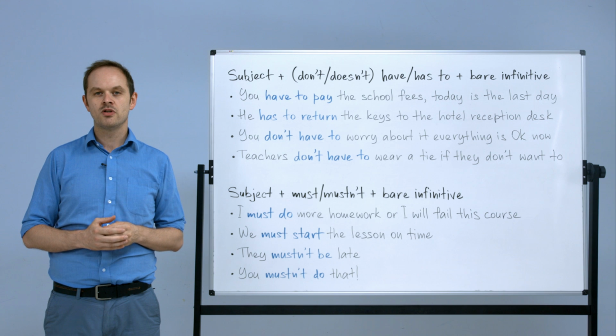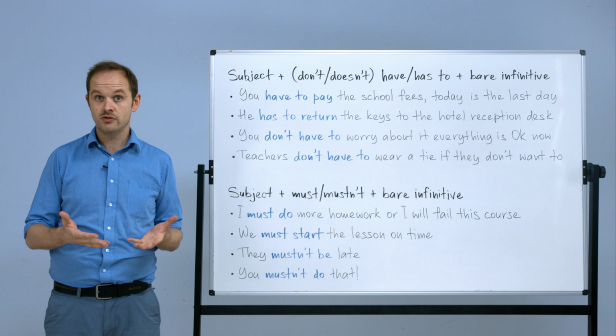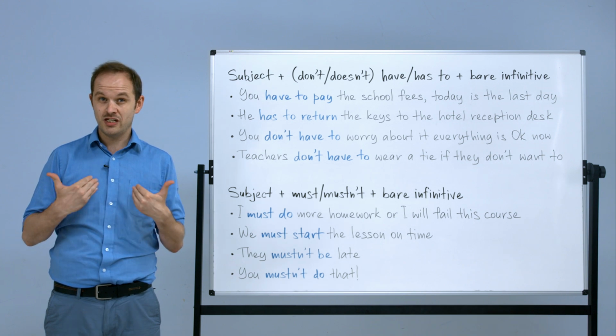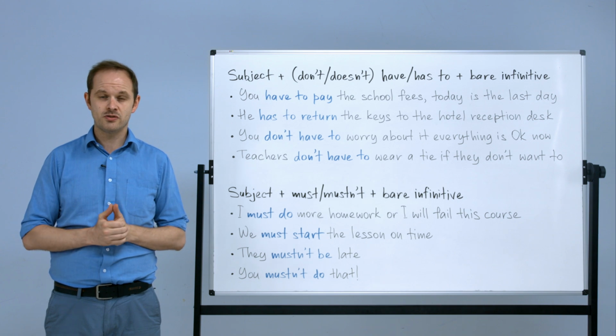In today's lesson, we're going to look at a grammar point that will help you to accurately describe rules, specifically the rules we give ourselves and the rules that come from the outside, from people or institutions.